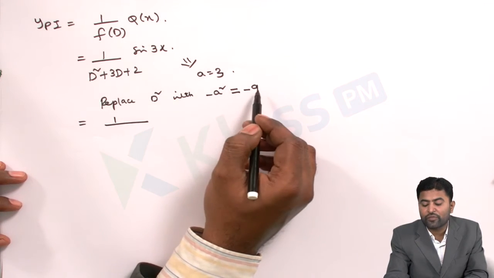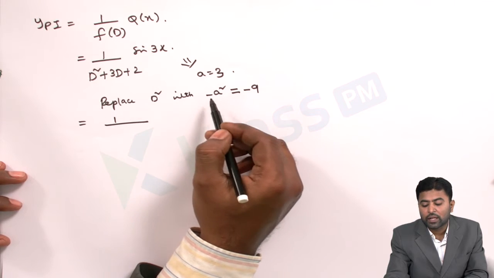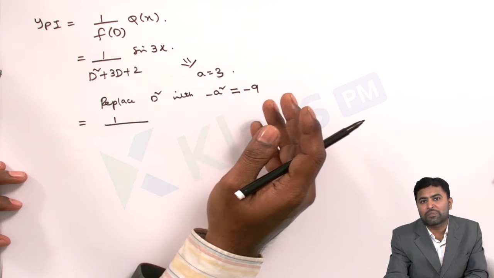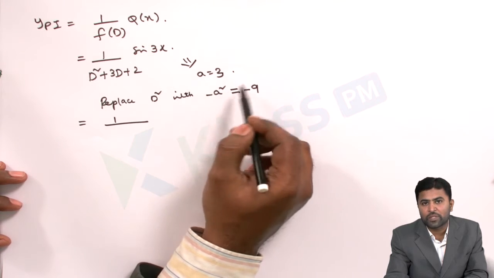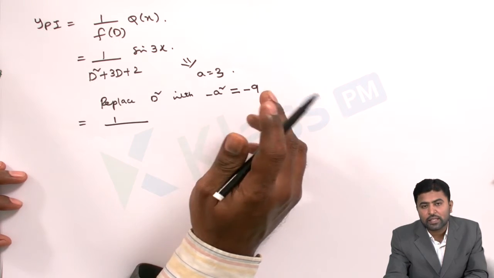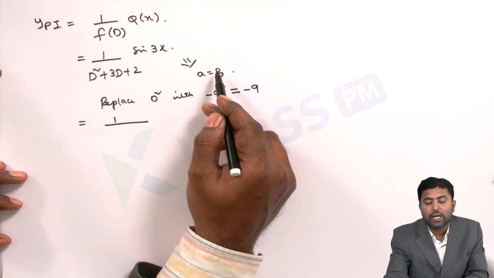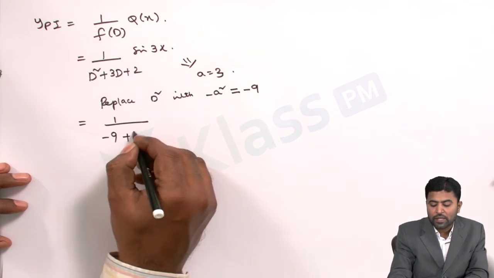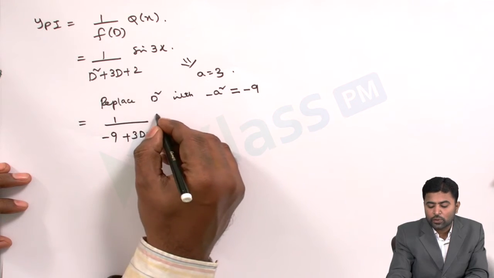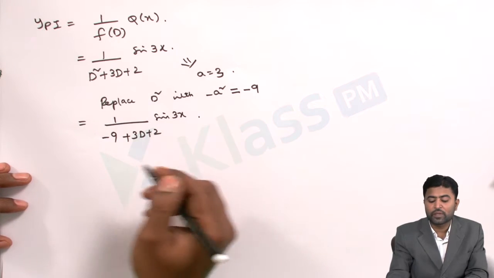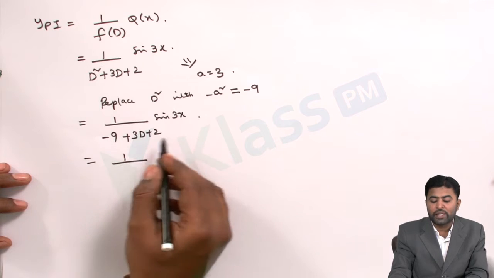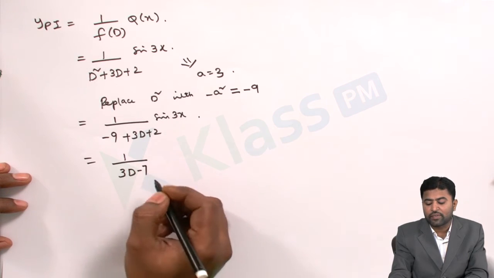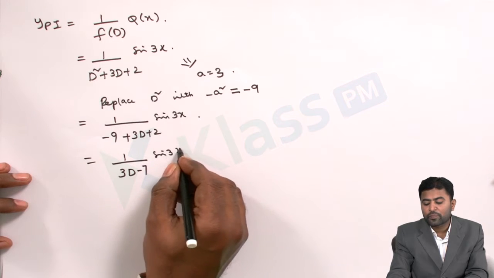Here there is a chance of making a mistake, that minus a square sometimes will be taken as minus a whole square. So that will be a mistake. So you have to put minus then a square. So minus 3 square, that is minus 9. So I'll write here 1 by minus 9 plus 3D plus 2 into sin 3x. Then that gives 1 by minus 9 plus 2, so minus 7. So I'll get that as 1 by 3D minus 7 sin 3x.